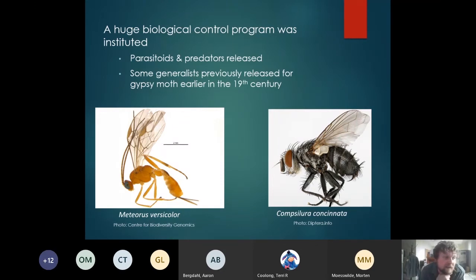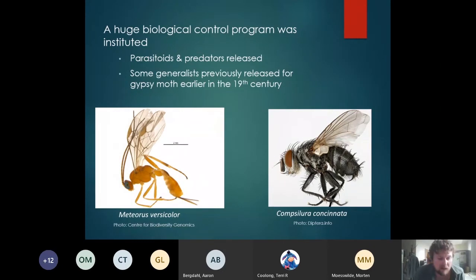This fly in the bottom right, Compsilura concinnata, is one of those generalist flies. If you have ever seen a cecropia moth, it's one of our largest native moths. Very beautiful, looks like a Persian carpet. They're a lot less common now than they used to be. Same thing with Luna moth and Polyphemus moth and Promethea moth. That population reduction can be attributed to this fly.